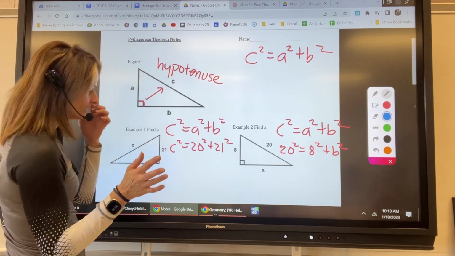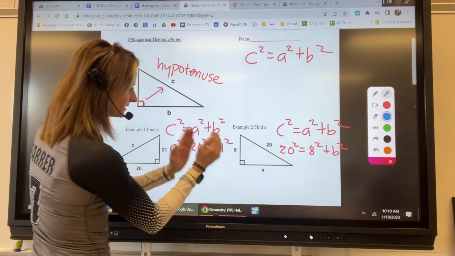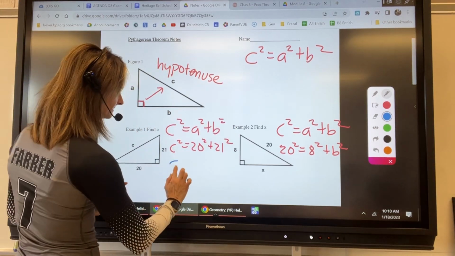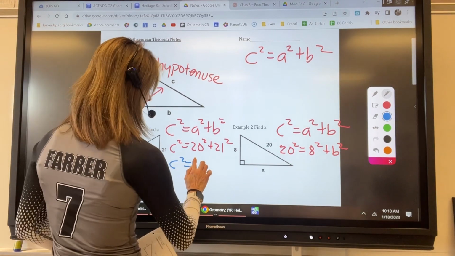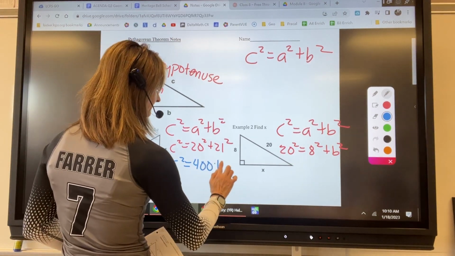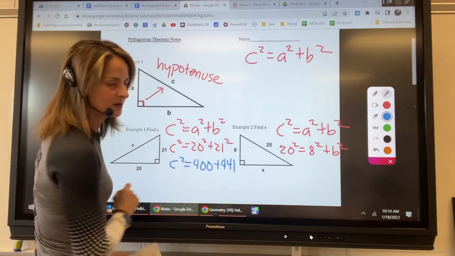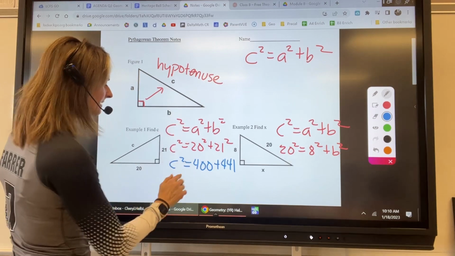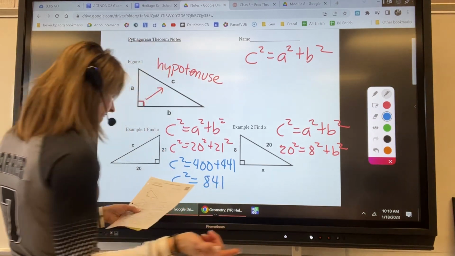So when you do this, I plug in 20 for a and 21 for b, and this becomes c squared equals, and I'm using a different color, but that's okay, 400 plus 441. You have to square these two numbers first, then you can add them together. So c squared equals 841.